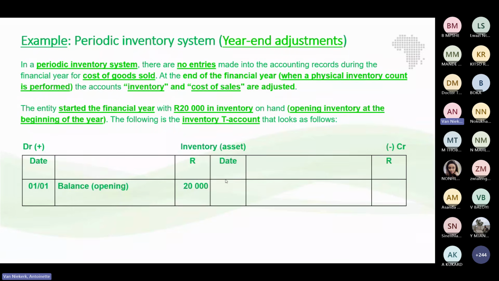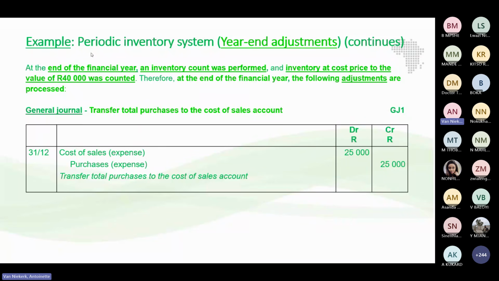Okay, now if we continue, we're still using the periodic inventory system, but this is year-end adjustment. So when you hear that, you must remember you are now bringing in the inventory and cost of sales account. Yes, Moray, you can unmute. Yes, Bridget, I think you unmuted now.